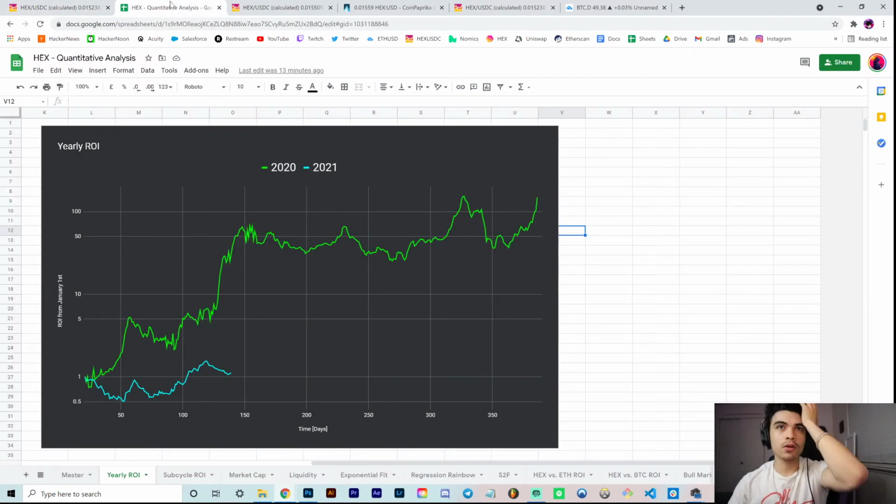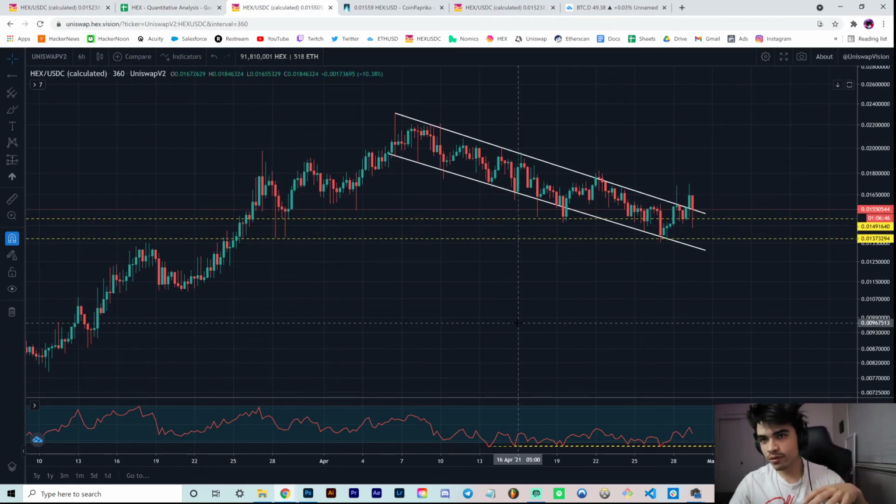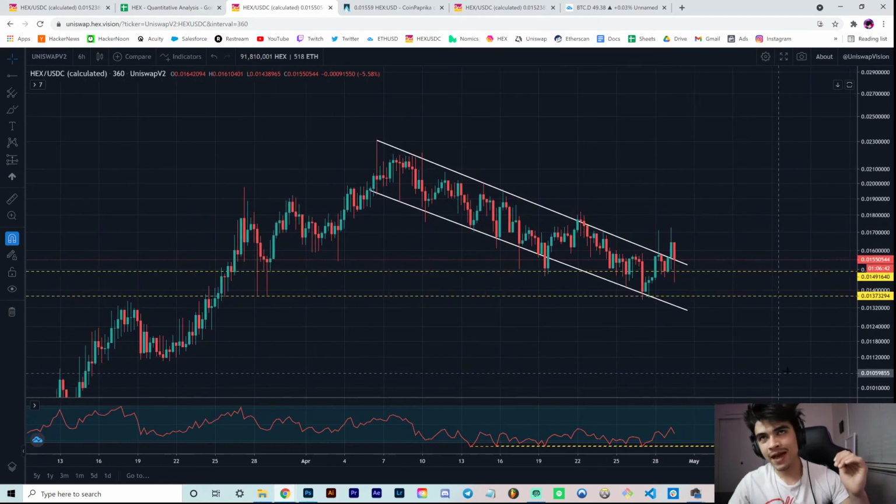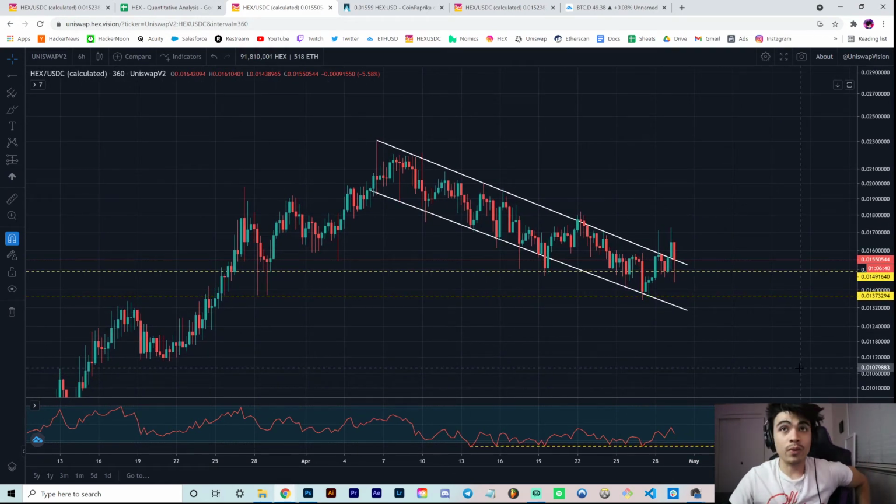But yeah, so we looked at the monthly chart on HEX. We looked at normalized ROI from January 1st for 2020 as well as 2021. And let's zoom in a little bit and look at what's going on now, because we have been covering this bull flag for a few days, if not over a week. And look at where we are now, right?